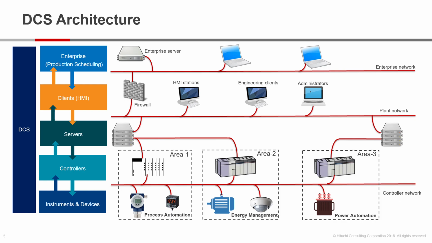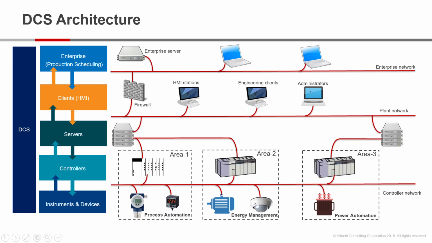So we'll look into those features in the further slides, but just how it is configured, let us look at the architecture. So first, at the base level, there are instruments and devices. There can be different types of instruments. Again, there are controllers. Now there is communication between these controllers and devices. Now as you see, there are different areas and there are different controllers in these different areas, right? And these can be for different purposes, like they can be a controller for controlling a process. Again, there can be another controller for energy management. There can be another controller for a power automation system.